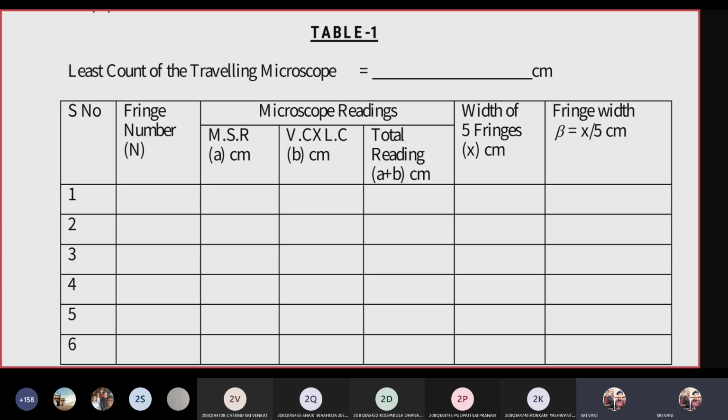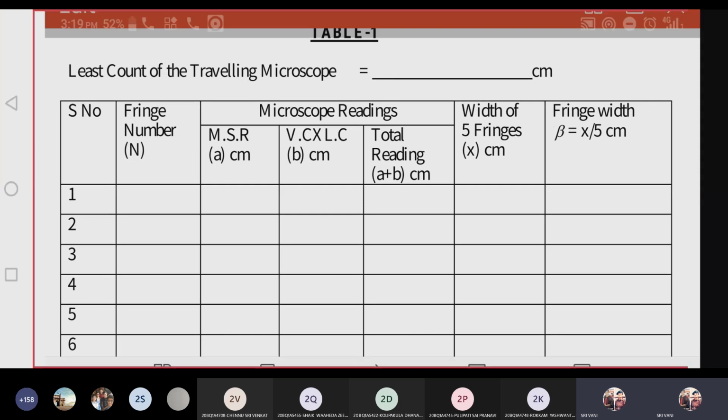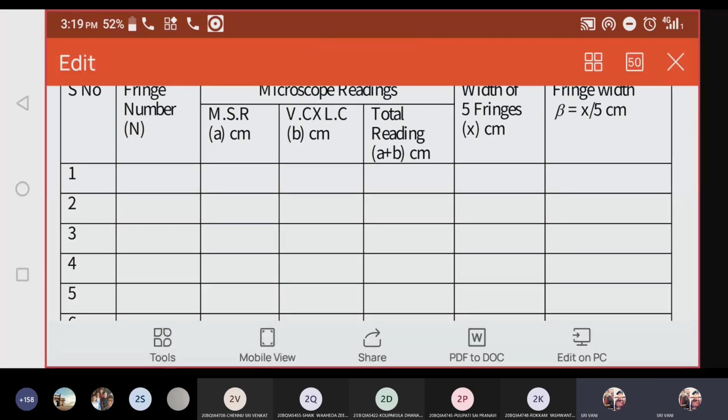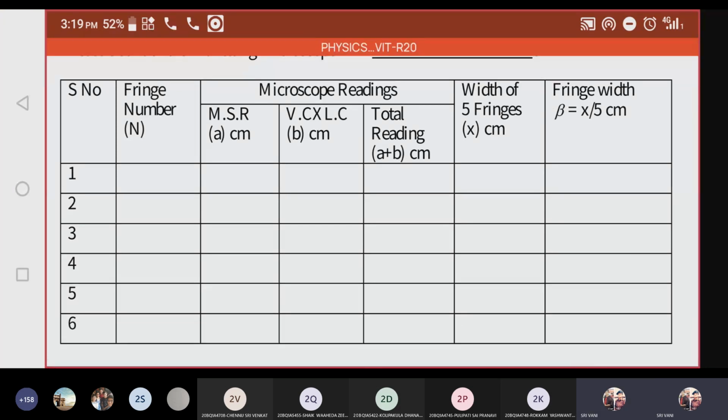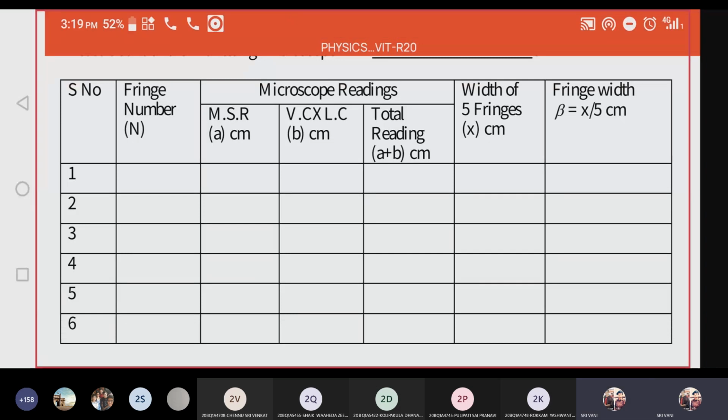అలాగే ఈ ట్రావెలింగ్ మైక్రోస్కోప్ యొక్క లీస్ట్ కౌంట్ వచ్చేసి, నోట్బుక్ ఉంటే రాసుకోండి, 1 మెయిన్ స్కేల్ డివిజన్ డివైడ్ బై నంబర్ ఆఫ్ వెర్నియర్ స్కేల్ డివిజన్స్. ఇలా ట్రావెలింగ్ మైక్రోస్కోప్ లో 2 స్కేల్స్ వస్తాయి, ఒకటి మెయిన్ స్కేల్, రెండు వెర్నియర్ స్కేల్. మన వీడియోలో క్లారిటీగా చూపించాం, ఒకసారి చూసుకోండి. దీనిలో 1 మెయిన్ స్కేల్ డివిజన్ అంటే దట్ ఈస్ ద హాఫ్ మిల్లీమీటర్.